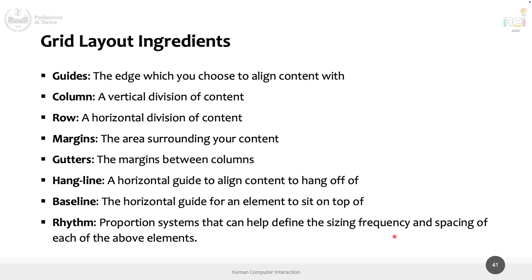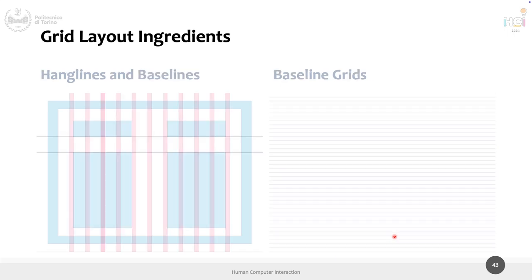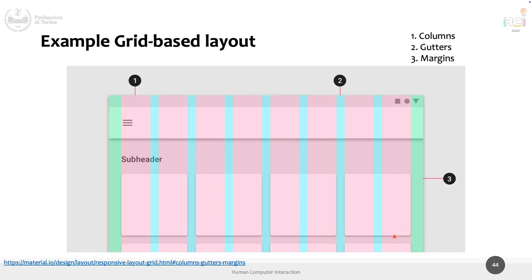And if you think, for instance, of Bootstrap as a framework, they use column and row with the same meaning, not by chance, but because this is a common name for this kind of operation. And margins are widely used in the web in general, together with paddings. So these are margins, these are columns and gutters, and this is hang line and baseline, and this is a baseline grid in which, again, it's not written, but every row has a grid on which you can build something on top of it, that could be a button, a text, an input area, or something.